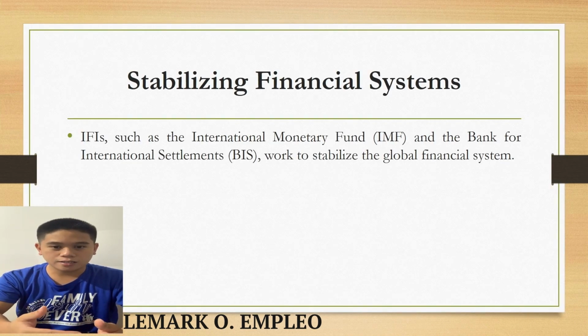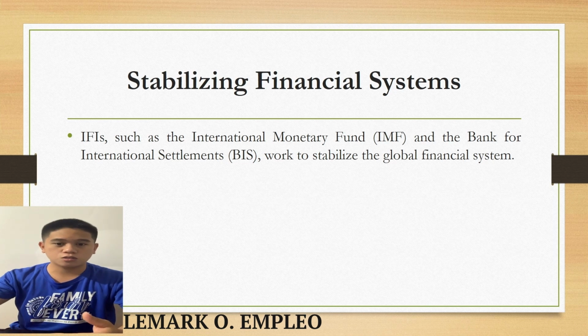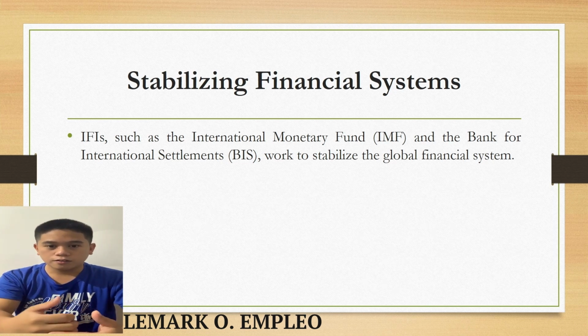The IFIs, such as the International Monetary Fund and the Bank for International Settlements, work to stabilize the global financial system. They provide financial assistance to countries facing balance of payments crises or currency instability. This stabilization function helps prevent or mitigate financial contagion, which can spread across borders and negatively impact the global economy.